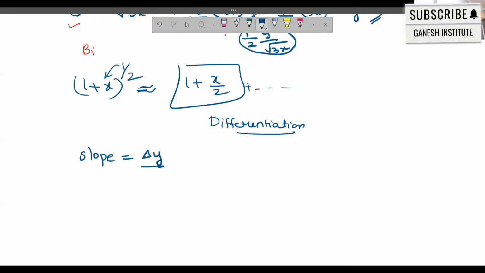Slope is basically the gradient, the steepness, and this is the change in y over change in x. So that's fine.